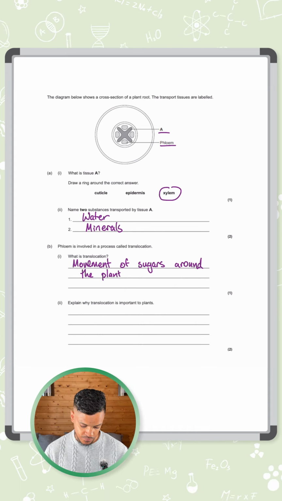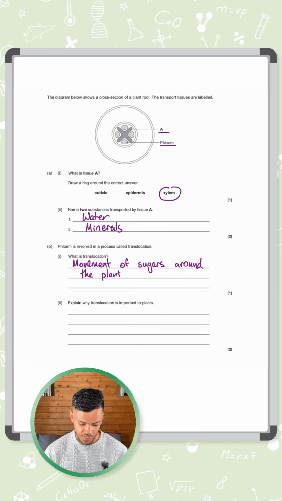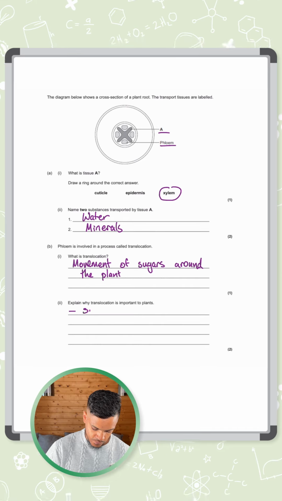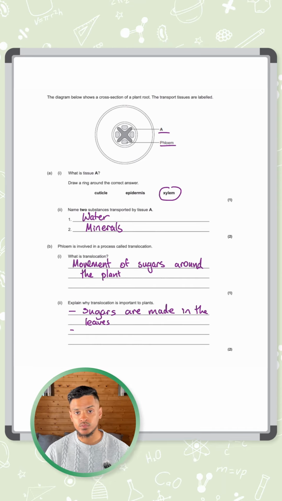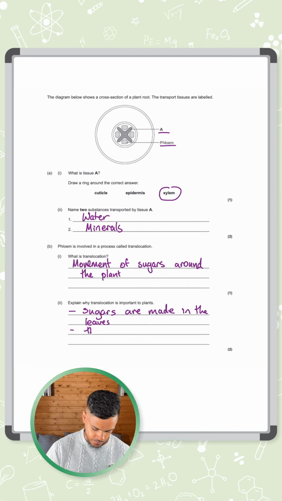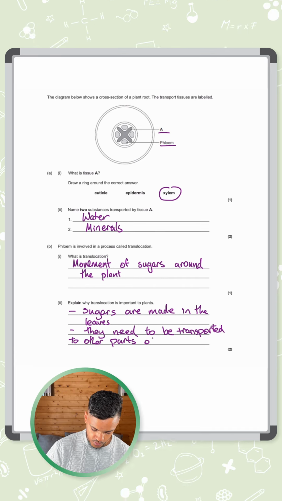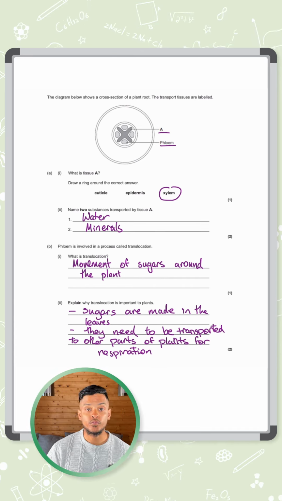So for 2 marks, explain why translocation is important to plants. You'd say, first of all, sugars are made in the leaves. That's 1 point. Then you can say they need to be transported to the other parts of plants for respiration.